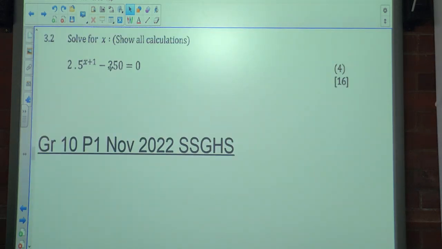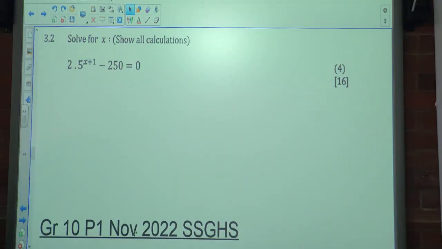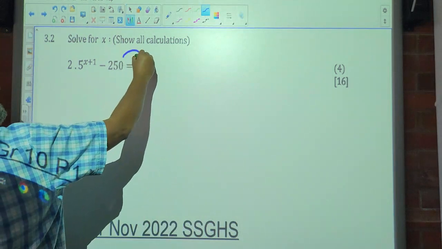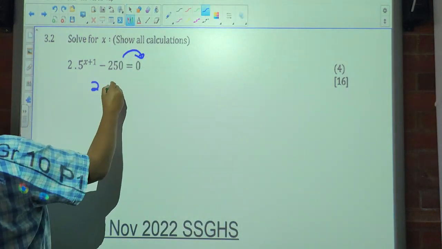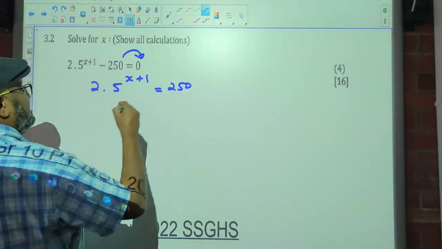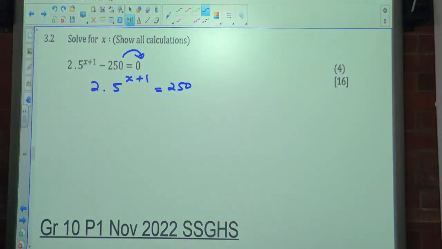3.2, solve for x. Show all calculations. So what needs to be done here? We get 250 over the equal sign. It becomes 2 times 5 to the x plus 1 is equal to 250. Now what do we do?